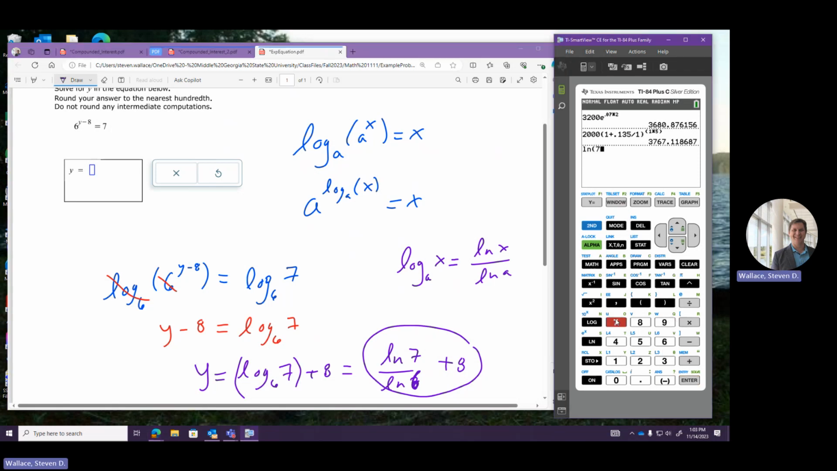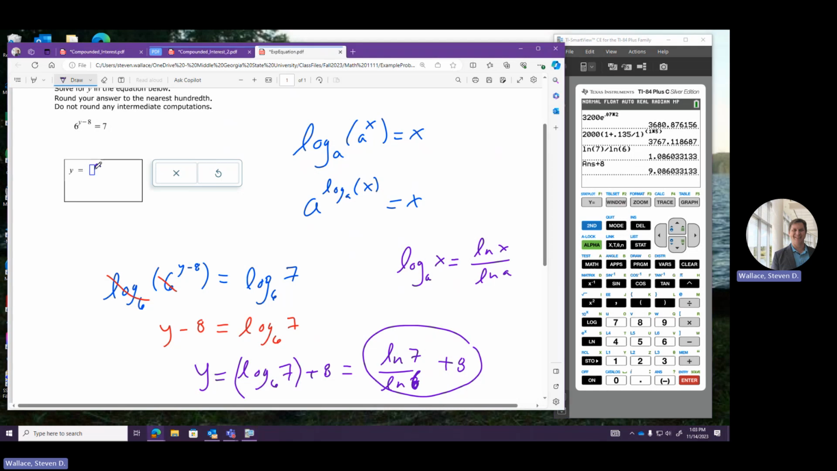And you don't want to round off until the end. Okay, so I'll leave that all in my calculator. And we get about 9.09 to the nearest hundredth. 9.09 would be my answer to this one.